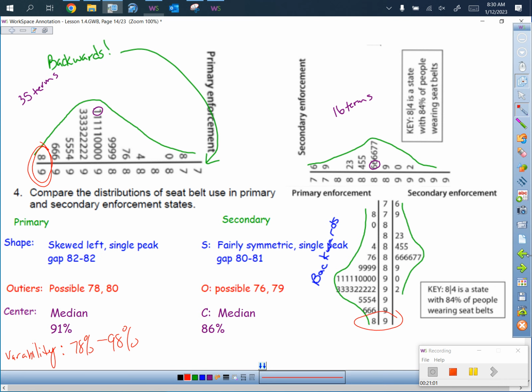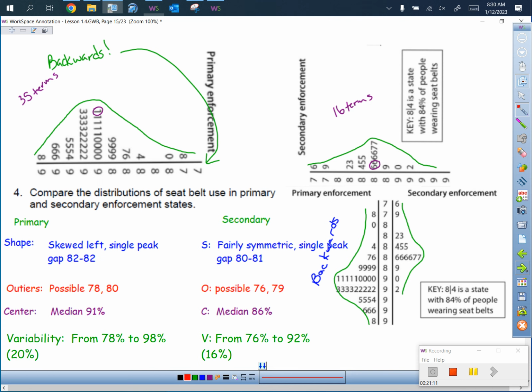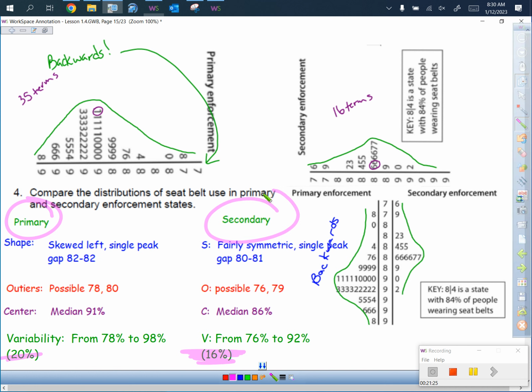My bad, on the other graph, just go low to high. Who's the low one? Who's the high one? Did you get from 76% to 92%? If you want to put their difference next to them, that might help, because the question's probably going to ask you which one varies more. Which one varies more, the primary or the secondary? The primary one varies by 20%, and the secondary one varies by 16%. Which one varies more? Primary, right? It's got a bigger variance.